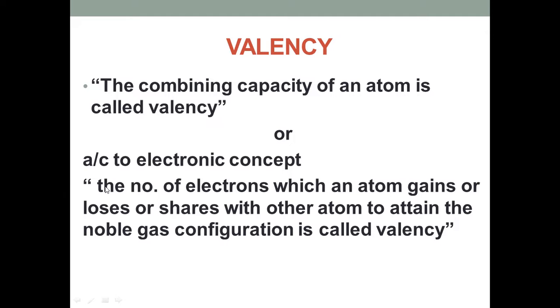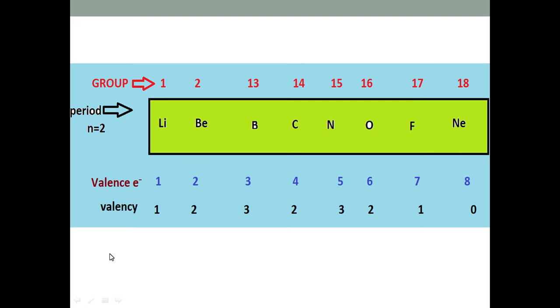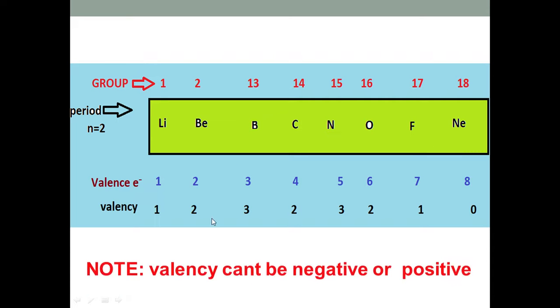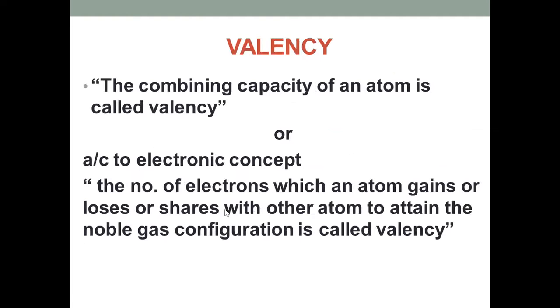Valency can be explained in terms of gaining, losing, and sharing of electrons. Suppose we take the example of the methane molecule. Methane is a covalent compound which shares electrons. If we see the electron dot structure of methane, carbon is present at the center and shares its 4 electrons. So the valency of carbon is 4.